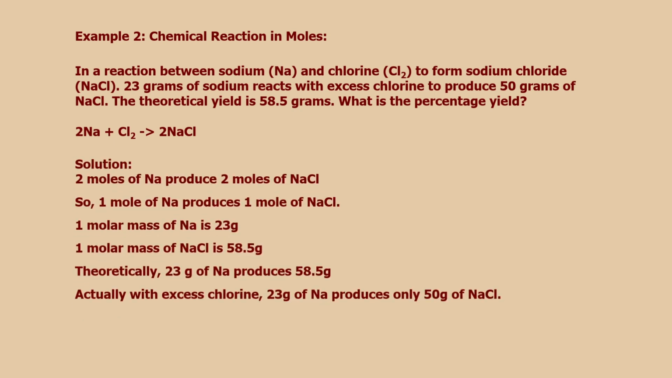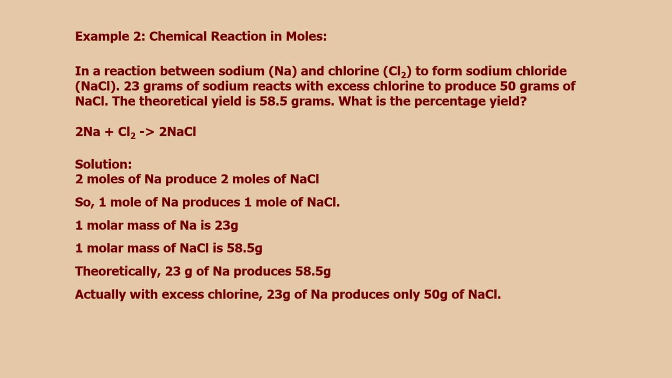Solution for this question: 2 moles of sodium Na produce 2 moles of sodium chloride NaCl according to the balanced equation. So 1 mole of sodium produces 1 mole of sodium chloride. The molar mass of sodium is 23 grams. The molar mass of sodium chloride is 58.5 grams. Theoretically, 23 grams of sodium produces 58.5 grams of sodium chloride. With excess chlorine, 23 grams of sodium produces only 50 grams of sodium chloride.